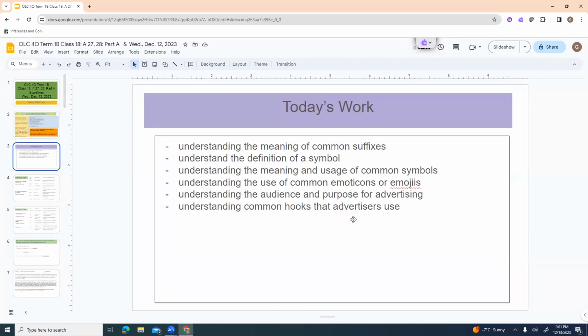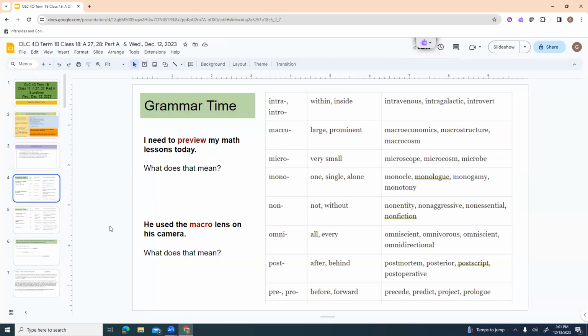Okay, our work for today, we're going to understand the meaning of common... Ooh, are we doing suffixes or prefixes still? Okay, prefixes, sorry. That changed. Originally, I thought we would get through the prefixes and move on, but we didn't quite. Understand the meaning of a symbol, understanding the meaning and usage of common symbols, understanding the use of common emoticons or emojis, understanding the audience and purpose for advertising, and understanding common hooks that advertisers use.